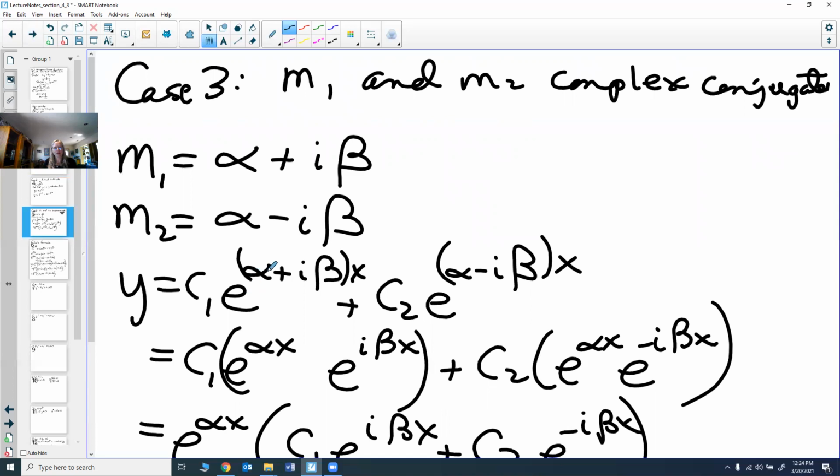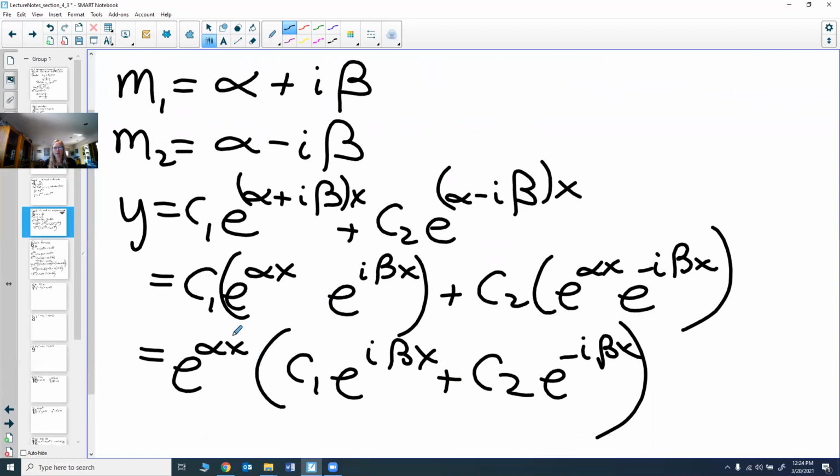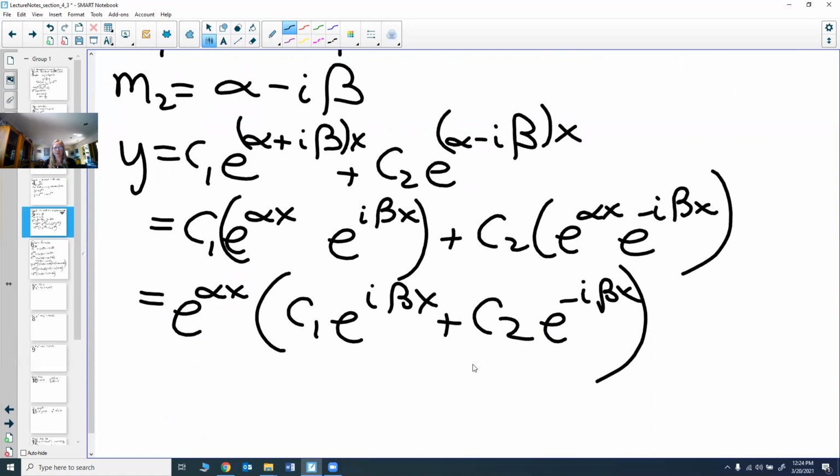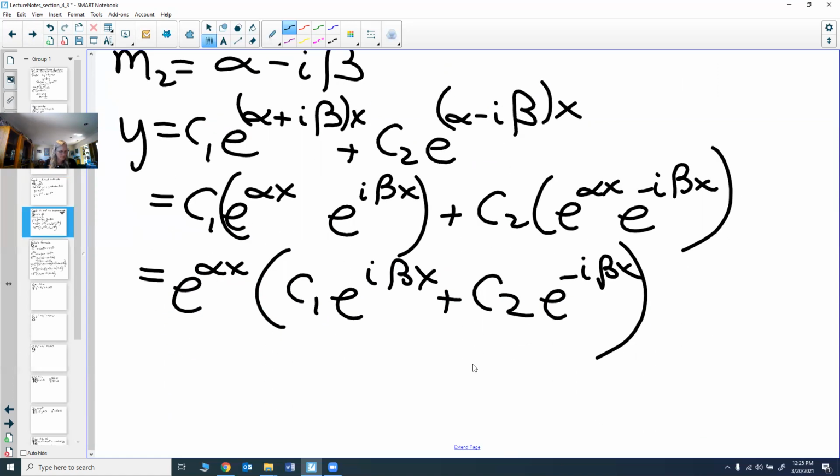One thing is e to the alpha plus i beta x could be e to the alpha x times e to the i beta x. Same thing with the other one. We can separate them into two different exponentials. Then I notice that each one has an e to the alpha x, so let's pull that out. So I get e to the alpha x times c1 e to the i beta x plus c2 e to the minus i beta x. Well, okay, so we got that. But I don't like this e to the i beta x. I would like to find a way to simplify this.